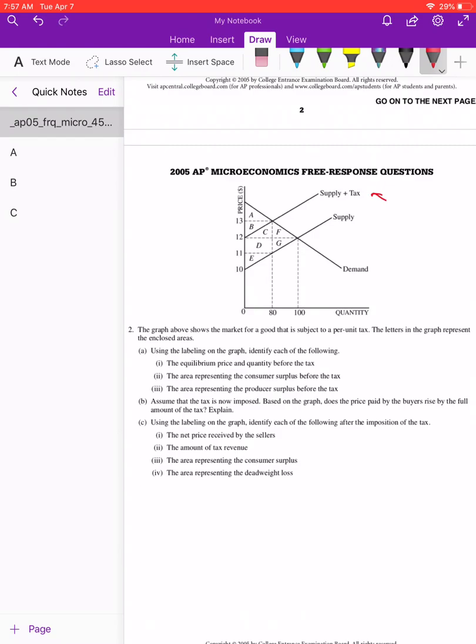Okay, if we get a question like that, we're going to say hallelujah. So equilibrium price before the tax, of course, is 12, and equilibrium quantity before the tax, of course, is 100. Next, it says the area representing the consumer surplus before the tax.